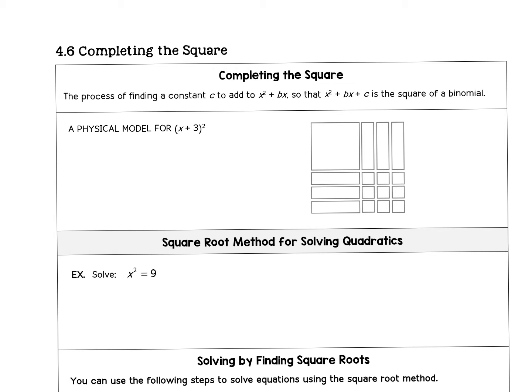Good morning, everyone. We will be talking about completing the square in this lesson, as well as the square root method for solving quadratics. Now, the process of completing the square, we're going to talk about more in depth next week, but the process of finding a constant c to add to x squared plus bx so that x squared plus bx plus c is the square of a binomial.